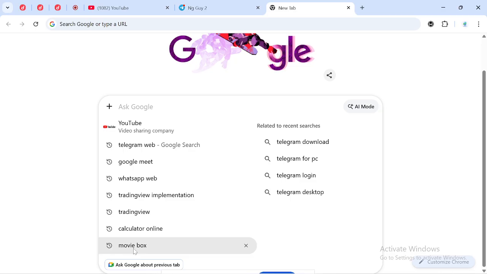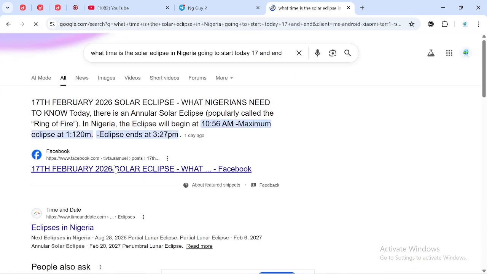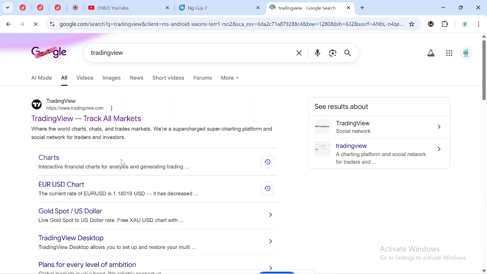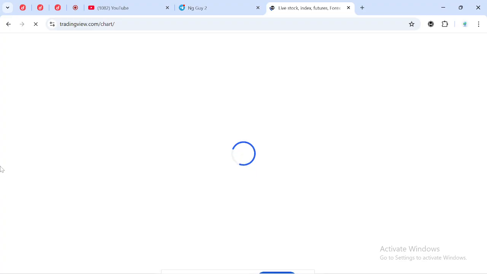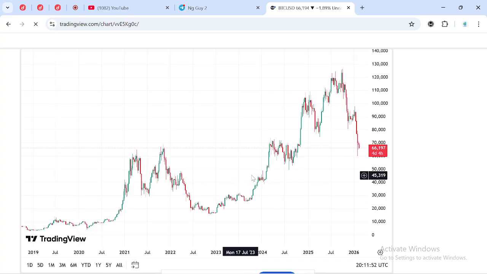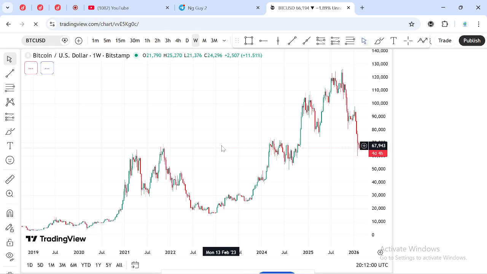Okay. So I have TradingView. Let's open the chart. Not that, TradingView. Okay. I've not really looked at the Bitcoin chart for a while though, but I think what I'm seeing is not looking bad.